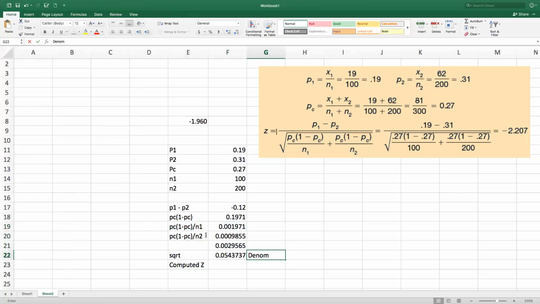We can call that the denominator. And we have our numerator right here. And so we're going to do equals numerator divided by denominator. And there's our 2.207, and I'll move these over.